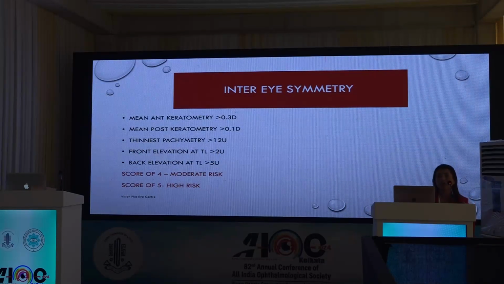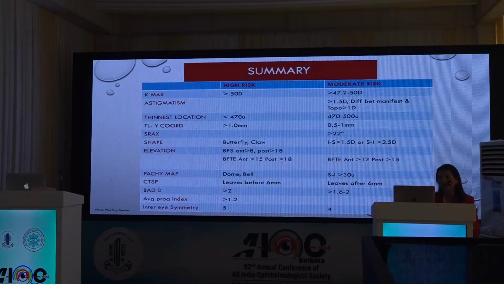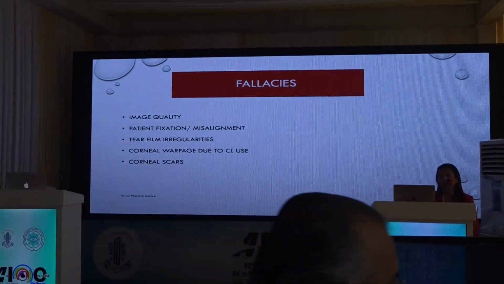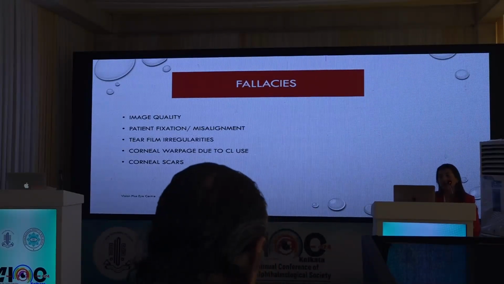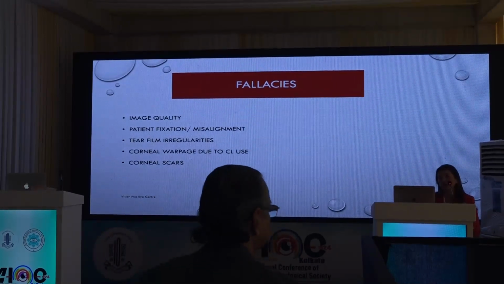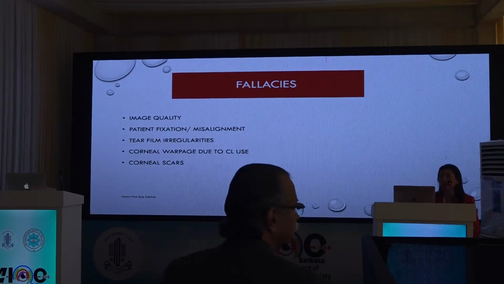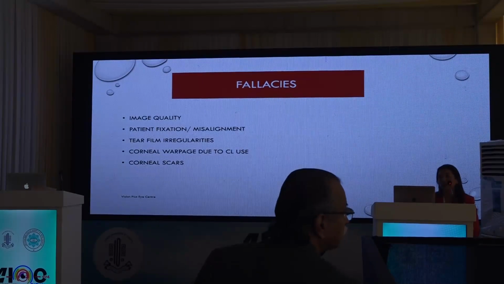So as I also mentioned, the inter-eye symmetry is important, and you can look at these various parameters between the two eyes to see whether there's a moderate risk or a high risk. So in summary, there are many parameters to be looked at, and only when you identify all of them can you come to some kind of a conclusion. But there are fallacies, as I said: the image quality, the patient fixation, tear film irregularities, whether the patient has been wearing contact lenses, whether there are any subtle scars that you may have missed.